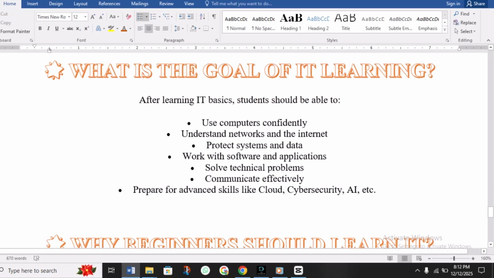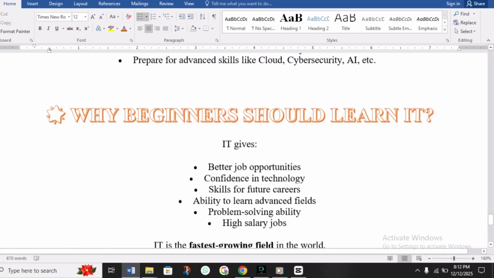What is the goal of information technology? After learning IT basics, students should be able to use computers confidently, understand networks and the internet, protect systems and data, work with computers and applications, solve technical problems, communicate effectively, and prepare for advanced skills like cloud, cybersecurity, AI, etc.